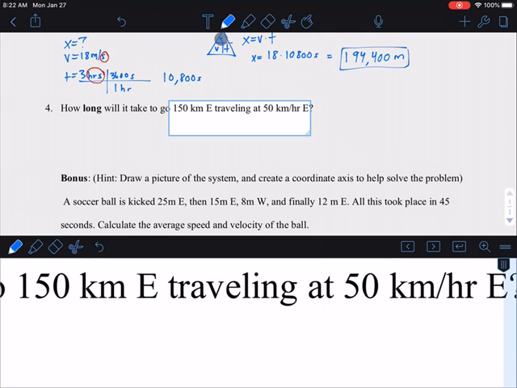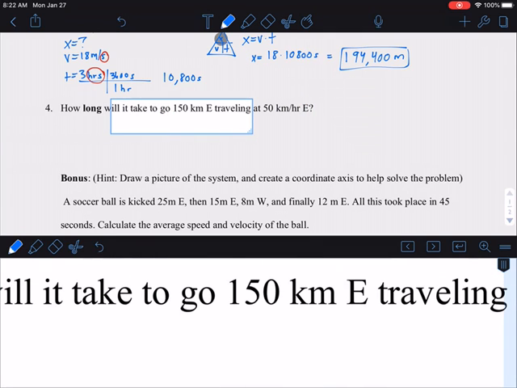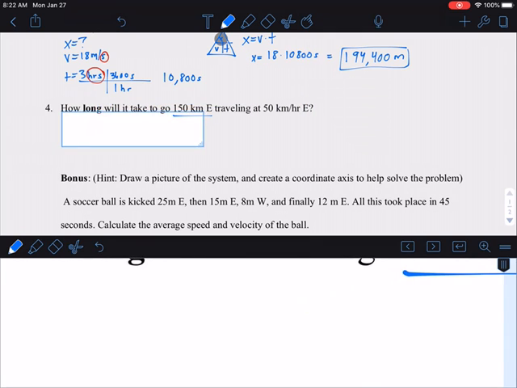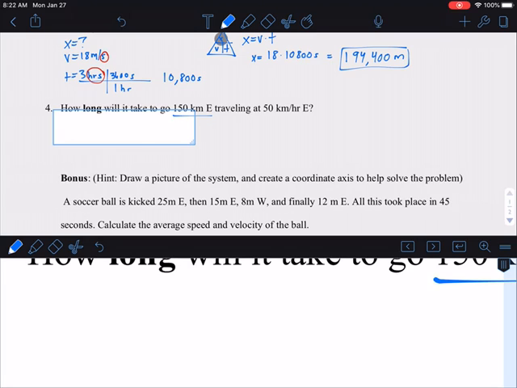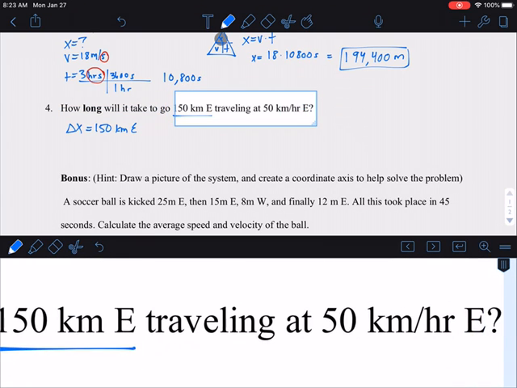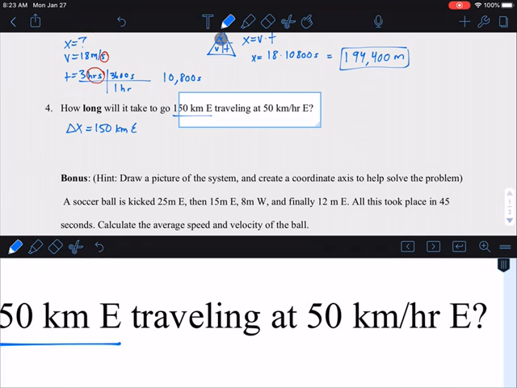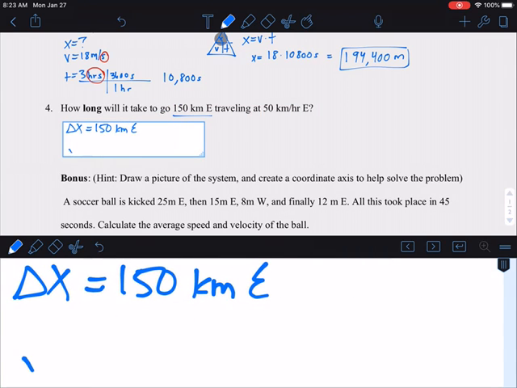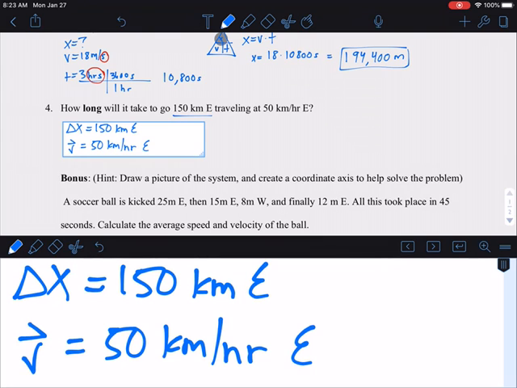All right, so the first thing, I see 150 kilometers east. I see a direction, so that means I'm dealing with displacement of 150 kilometers east. I see kilometers per hour. That is a unit of speed. Then I see direction, so I'm dealing with velocity. So my velocity in this case is 50 kilometers per hour east.